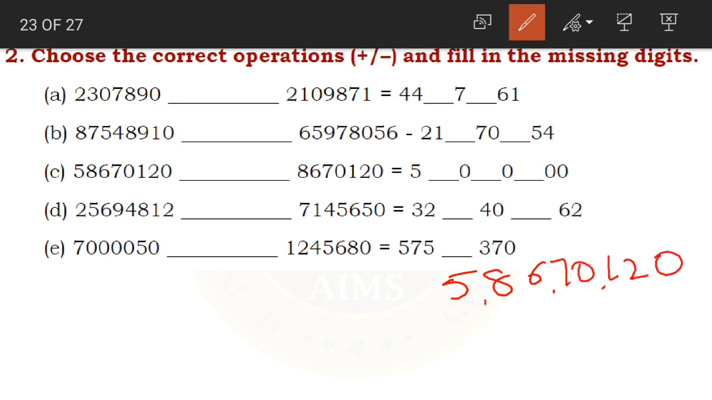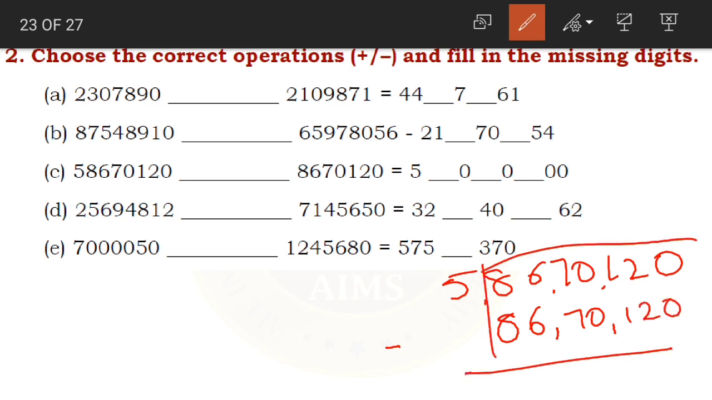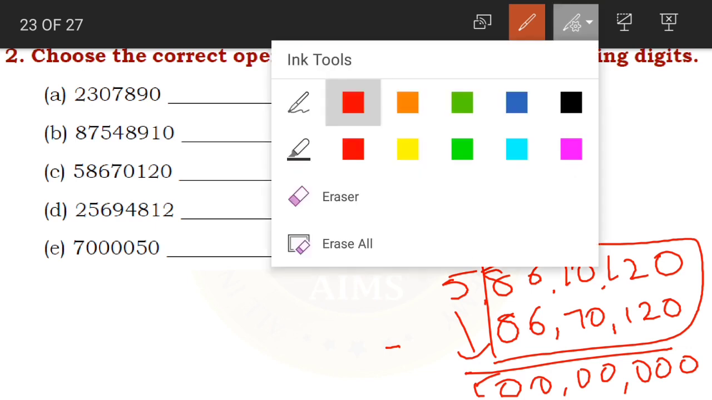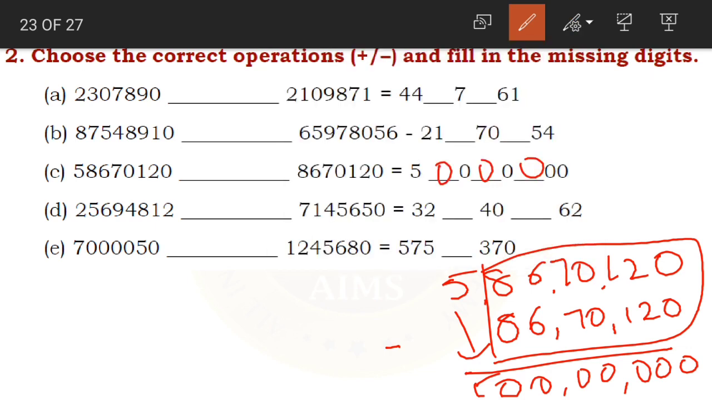What is this number here? 5 crores 86 lakhs 70,120 minus 86 lakhs 70,120. Now see, these are the same numbers here, right? So the answer automatically becomes zeros. When we subtract the same number from itself, the answer will be 0. So here 5 is written as it is. What is our answer, children? 5 crores is our answer. I hope this was clear.